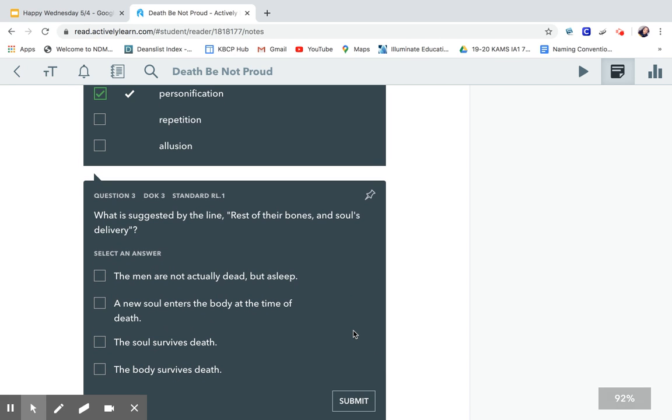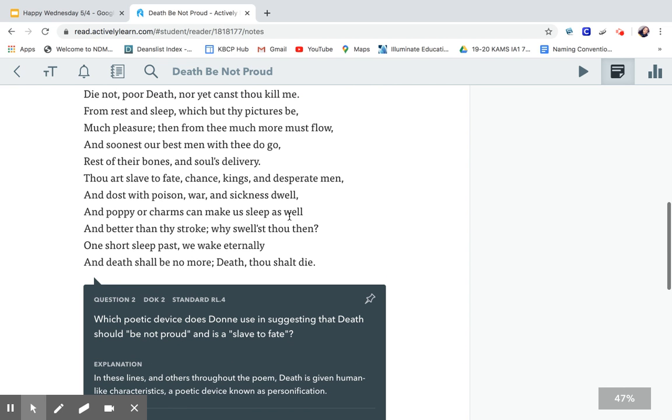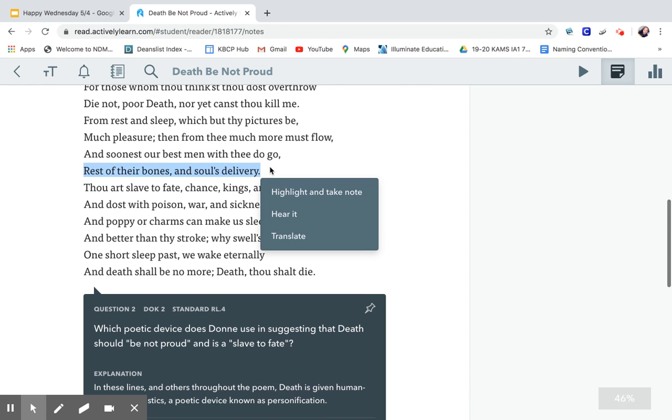Does it mean the men are not actually dead but asleep? Rest of their bones and soul's delivery. Let's go back up so I can read that one more time. So it's right here: rest of their bones and soul's delivery. Go back up one more line: and soonest our best men with thee do go.